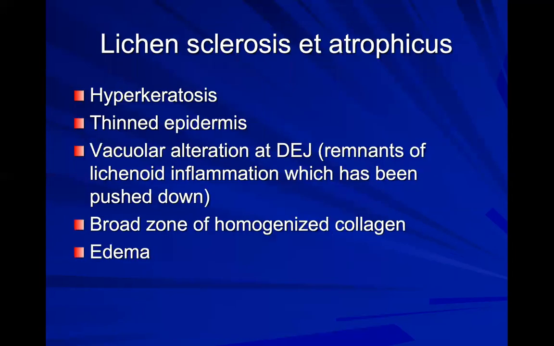So first we're going to talk about sclerotic conditions. So again, increased collagen, decreased ratio of fibroblasts. So in sclerosis, the characteristic features are going to be hyperkeratosis. That means your cornified layer is thickened. You have a thin epidermis. You may have a little bit of evidence of an interface change at the DEJ because it starts as lichenoid inflammation that moves downward in the dermis and leaves behind the sclerosis. And then you're going to have this broad zone of homogenized collagen, which is the sclerosis. You may or may not have edema as well.